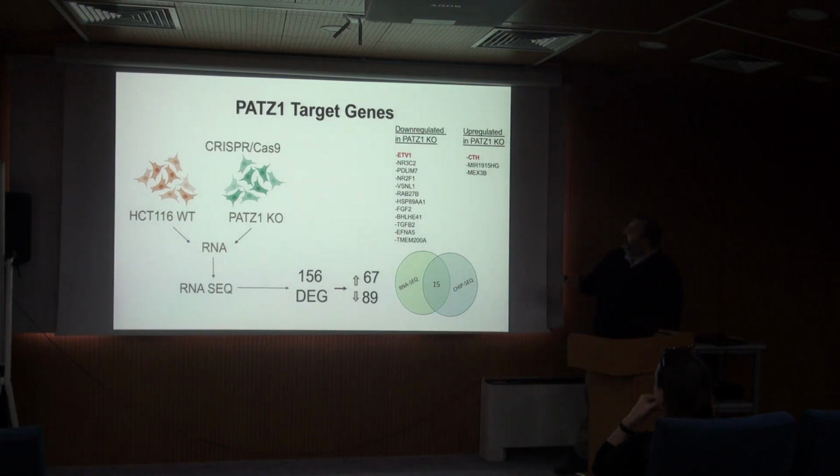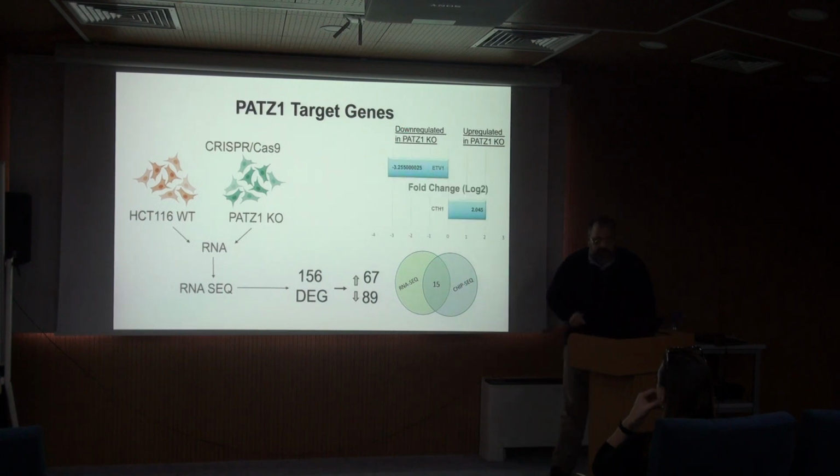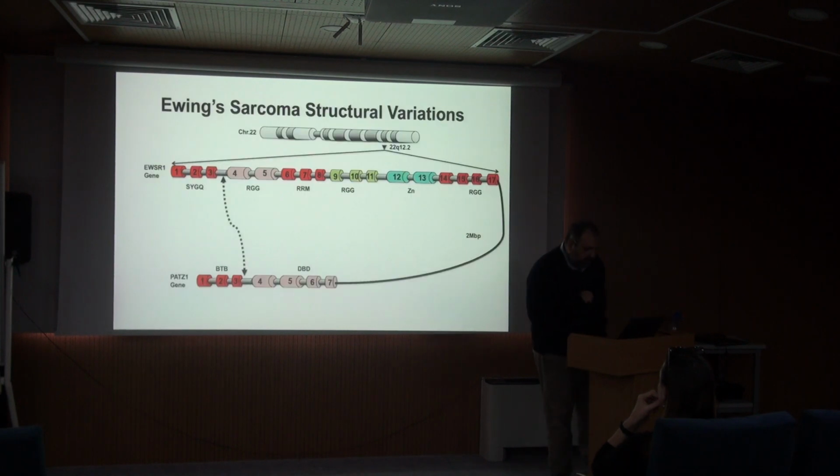So this is the list, and of this list, 3 are upregulated when we remove PAS1, and the rest of them are downregulated. Just to show that this is really true, for the top upregulated and downregulated genes we did qPCR, and in fact this gene called CTH1, which is involved in metabolism, is upregulated, and another transcription factor called ETV1 is dramatically downregulated when we remove PAS1. So ETV1 will be important in just a second. Keep that name in mind.